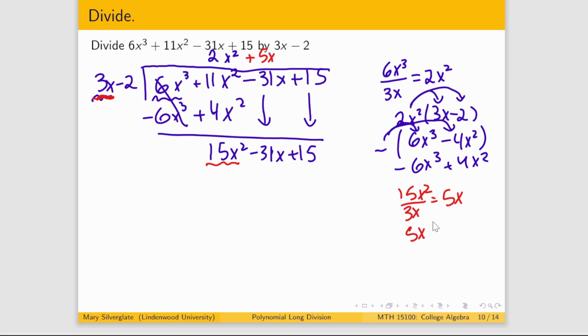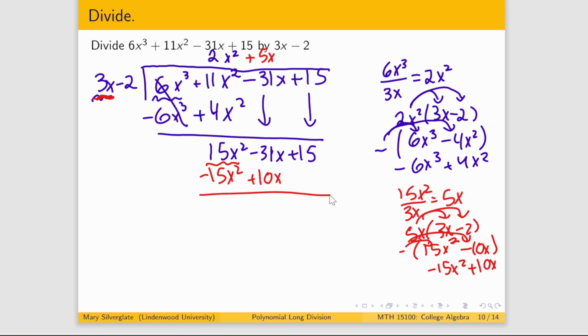Then I want to do 5x times 3x minus 2. 5x times 3x gets me 15x squared, just like I predicted. 5x times negative 2 gets me negative 10x. Then I have to distribute that subtraction, so that becomes minus 15x squared plus 10x. 15x squared minus 15x squared, that makes 0. Negative 31x plus 10x is 21x. Drop down the plus 15.